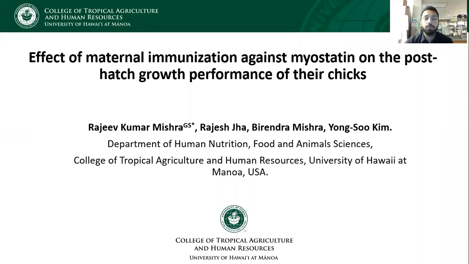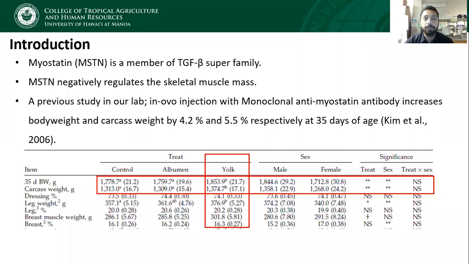Today I'm going to talk about my master research project, effect of maternal immunization against myostatin on the post-hatch growth performance of their chicks. Myostatin is a member of the transforming growth factor beta superfamily, and it negatively regulates the skeletal muscle mass. Studies have shown that suppression of myostatin significantly increases the skeletal muscle mass.